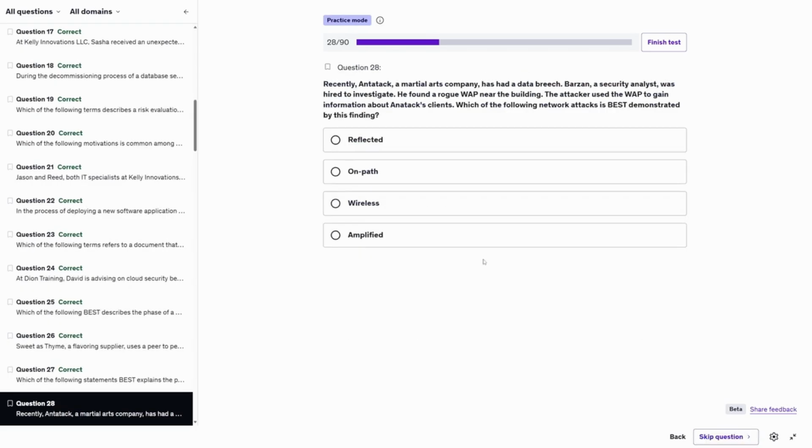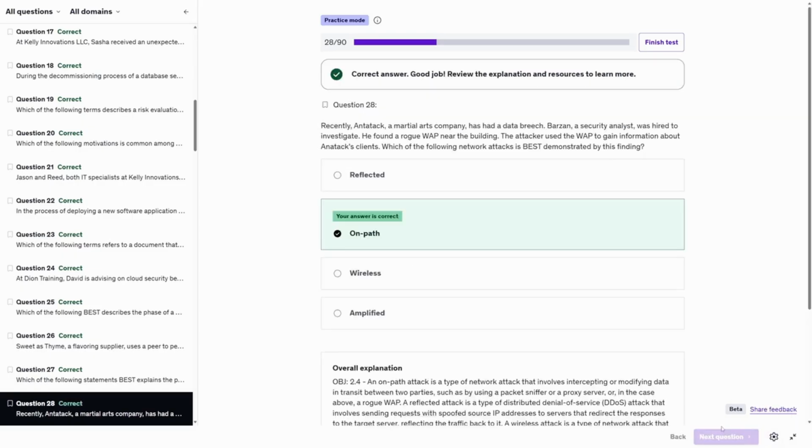Recently, Antattack, a martial arts company, has had a data breach. Barzan, a security analyst, was hired to investigate. He found a rogue WAP near the building. The attacker used a WAP to gain information about Antattack's clients. Which of the following network attacks is best demonstrated by this finding? The answer to this question is on-path.